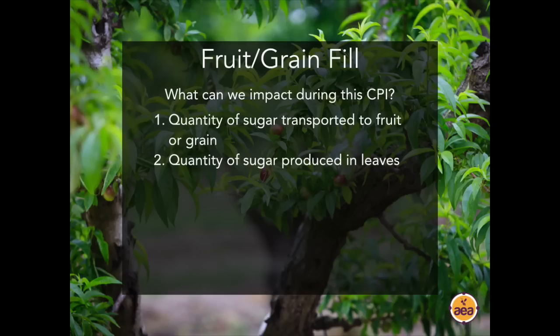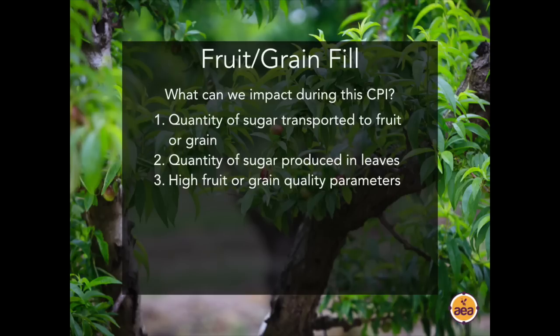This, of course, translates to that we can directly influence fruit and grain quality parameters. So if we're thinking about test weight, protein content, oil content, aroma, flavor, color, heaviness, storability, shippability, sensitivity to bruising, firmness, all of these characteristics are influenced significantly during this fruit fill or grain fill period. And the way that we manage nutrition at this stage is going to determine the quality of the crop that we actually harvest.